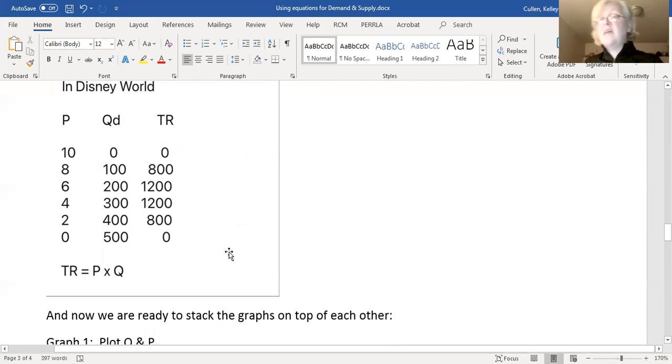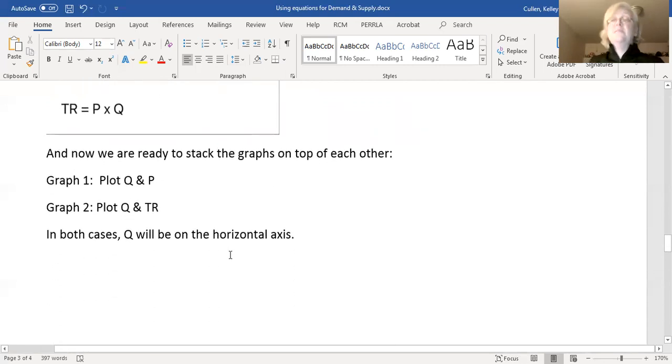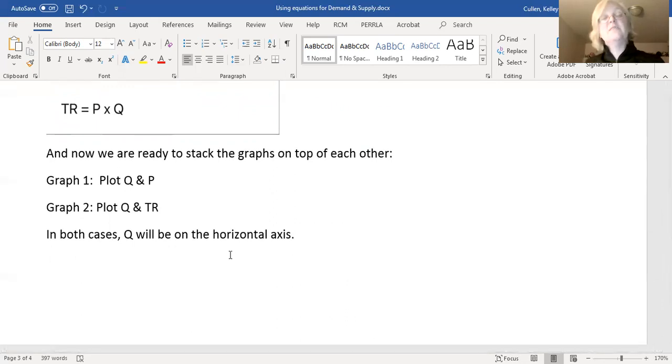Now that I have the table, I'm ready to stack my two graphs on top of each other. Graph 1 is the demand function, so I'm going to plot Q and P. On graph 2, which will be underneath the demand function, I'm going to have Q on the horizontal and total revenues on the vertical. In both cases, my Q is going to be the horizontal axis.